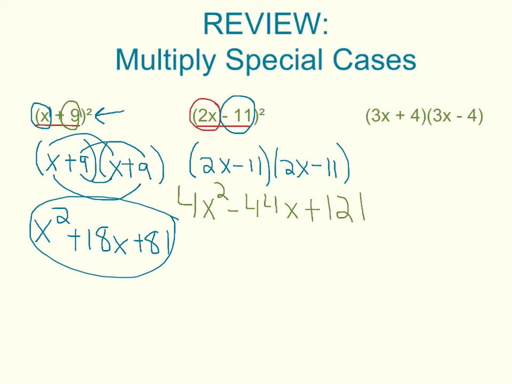And the last special case is when you have two binomials that are almost identical, except one has addition and one has subtraction. If you FOIL this, you definitely will get the right answer first, but our outside and our inside terms will cancel out because they'll end up being opposites. So we really just have to do our first and our last. So first, 3x times 3x is 9x squared, and then 4 times negative 4 is minus 16.